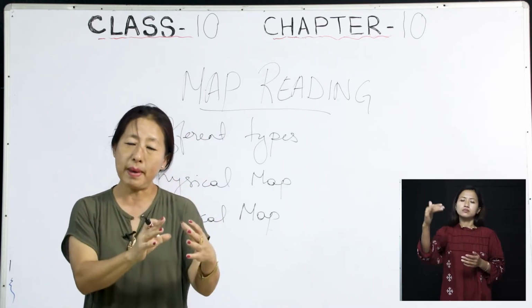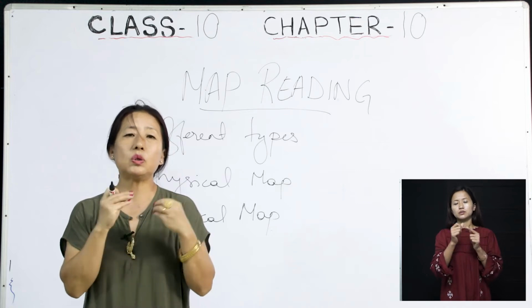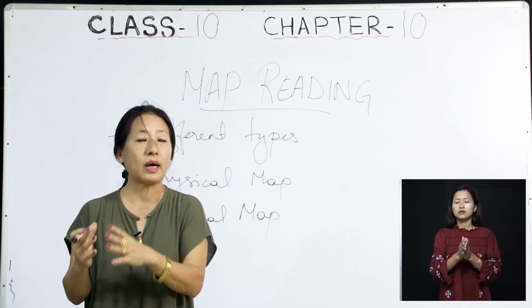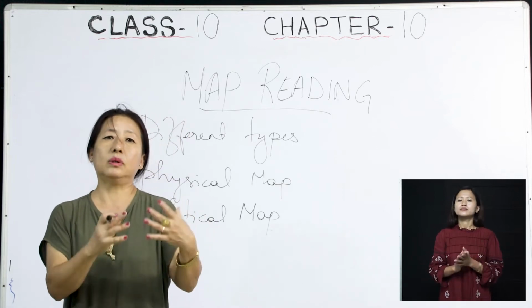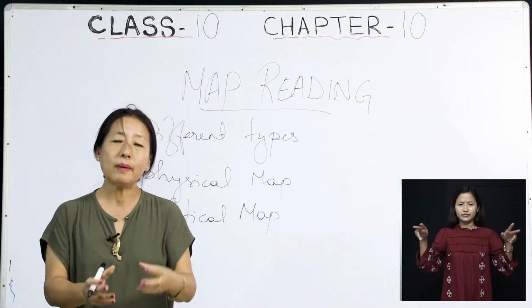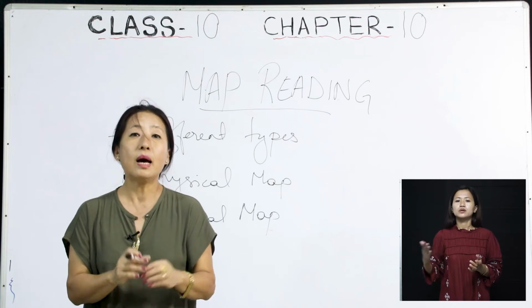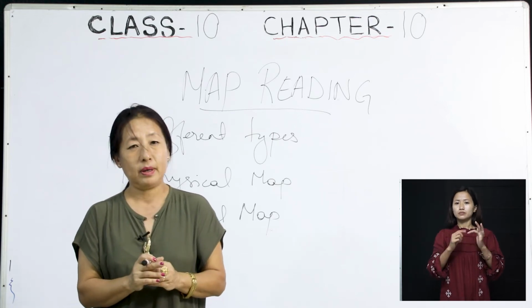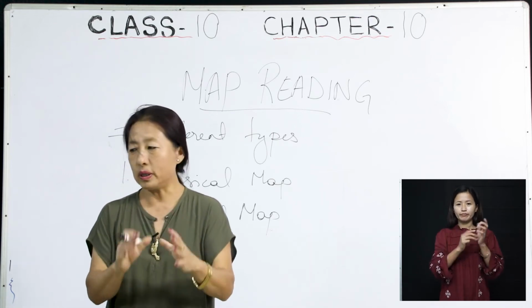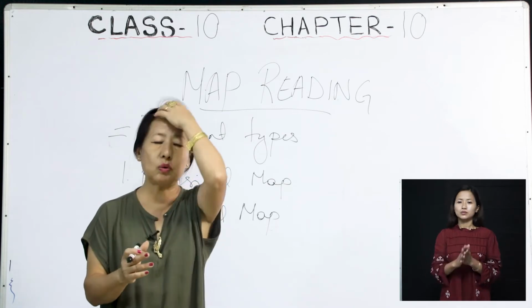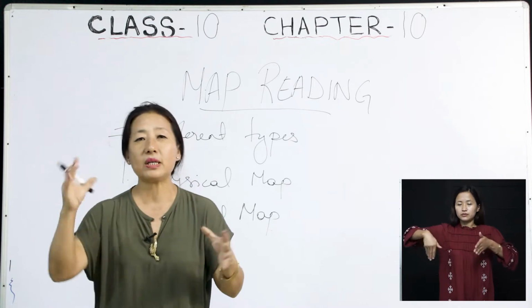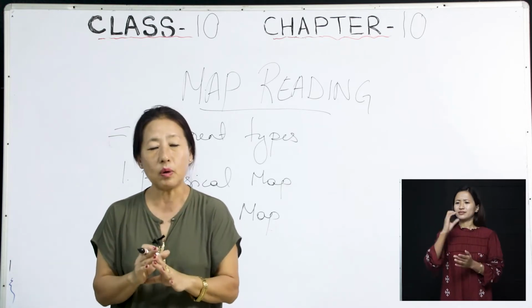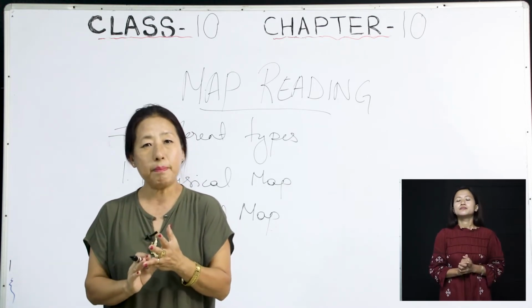So those maps which show us the boundaries of the countries or the states, or the cities or the towns, the villages, and so on, those are called the political map. I hope that's clear, okay? So political map means those maps that show the boundaries of a country, the state, the cities, the town, village, and so on.